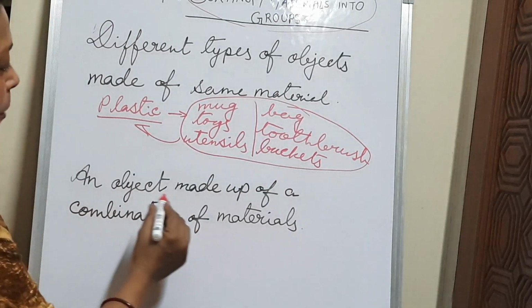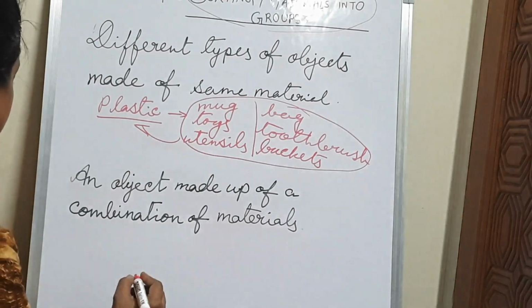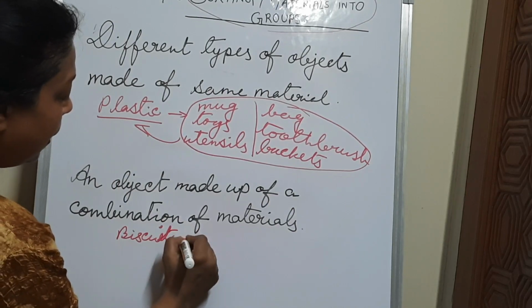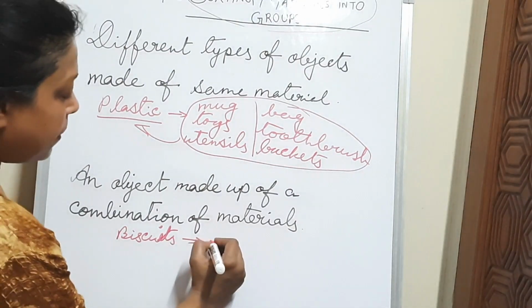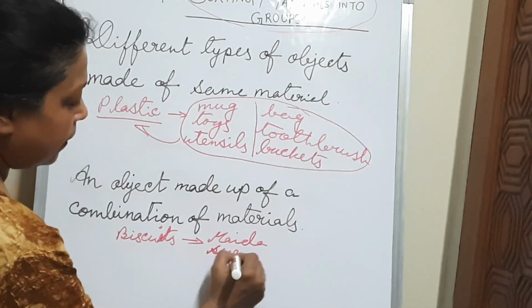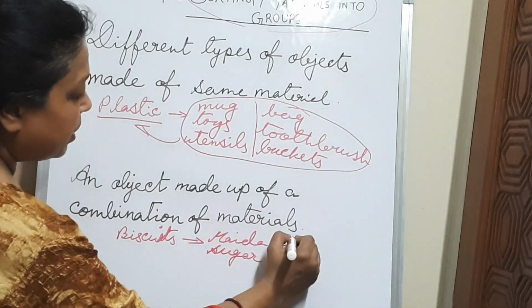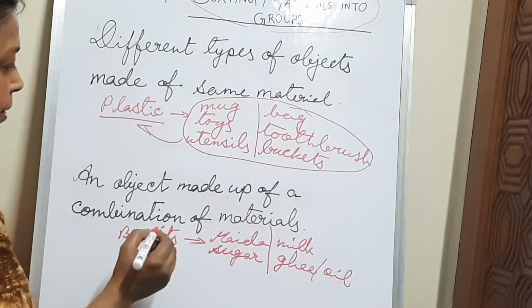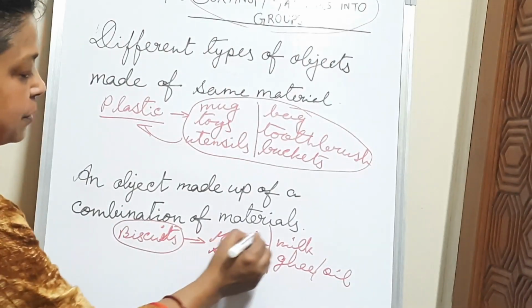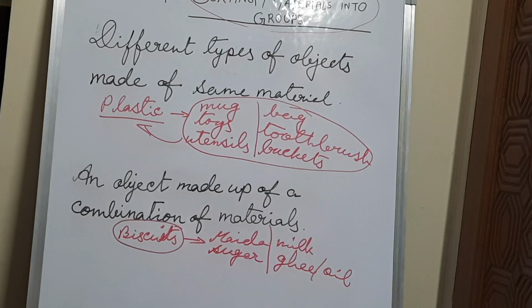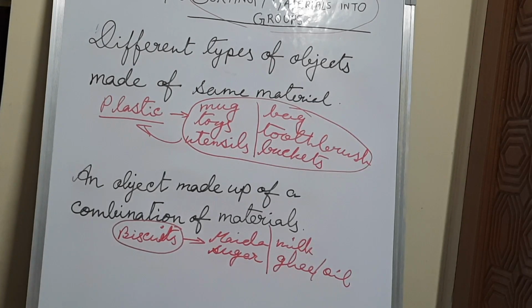Then third one, an object made up of a combination of materials. The example is biscuits. A biscuit is made of maida, that is wheat flour, then sugar, milk and ghee or oil. So what we can say is that one object, the biscuit, is made of a combination of materials. We can say that all the objects are made of one or more kinds of materials.